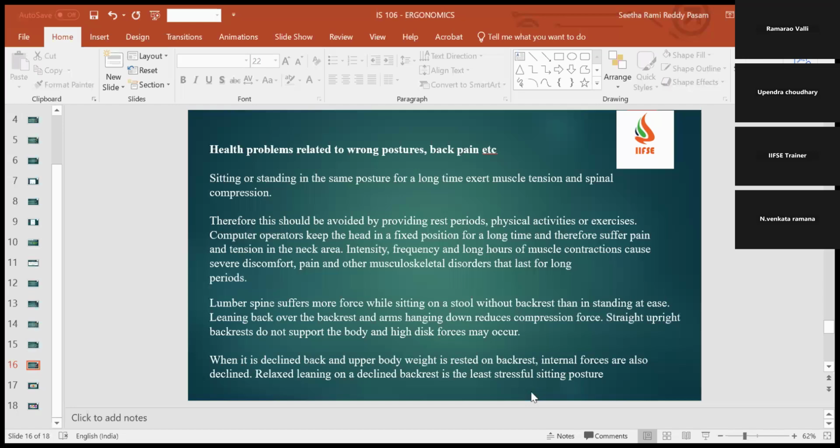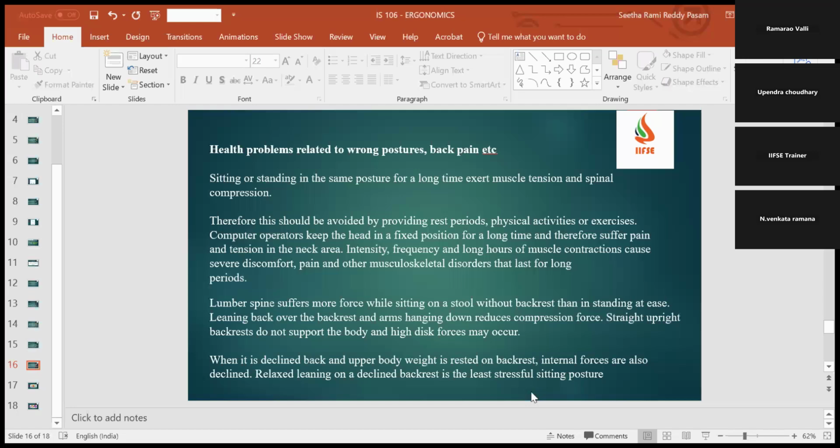So leaning back over the backrest and arms hanging down reduce the compression forces. You should always sit in a comfortable position to avoid these compressions. A straight upright backrest does not support the body, and high disc forces may occur. If you sit at 90 degrees for a long period, compression happens. So you should always try to change your body posture, taking some backrest, so that you can avoid these back injuries.